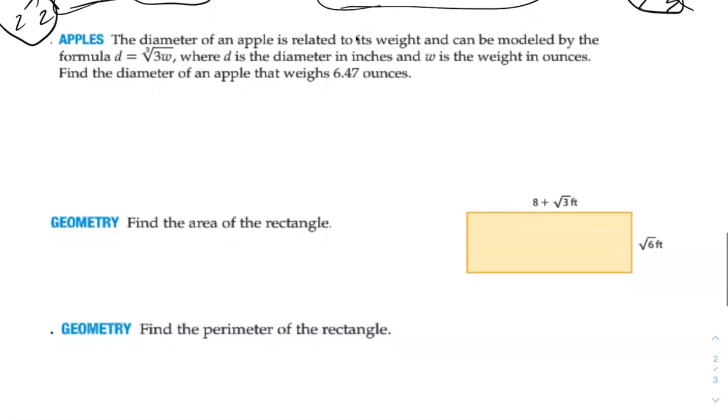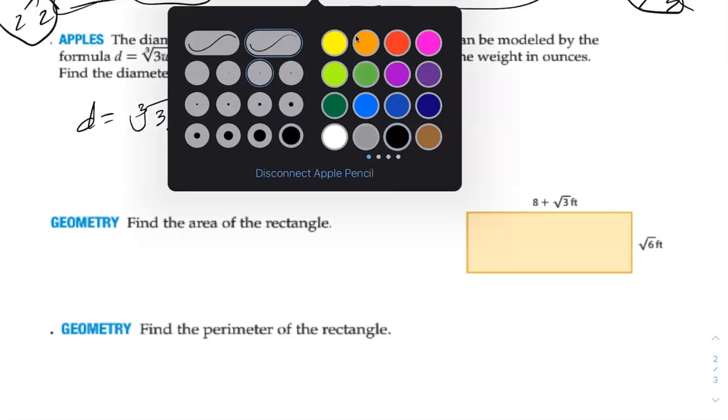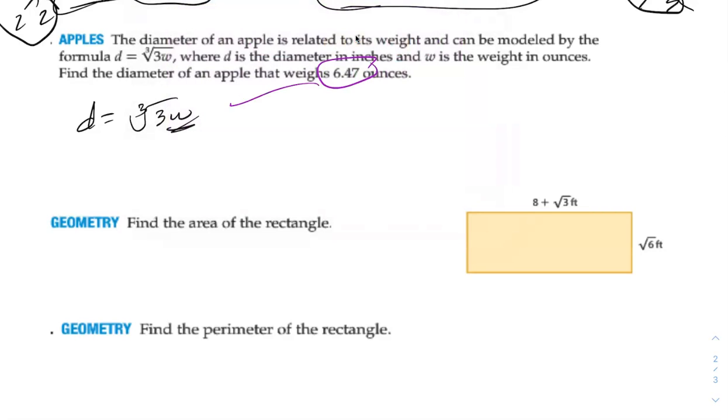Application problems. The diameter of an apple is related to its weight and can be modeled by the formula d equals that, where d is the diameter in inches and w is the weight in ounces. Find the diameter of an apple that weighs 6.4 ounces. So tell me how much it weighs already. So you just gotta sub it in. So let's plug that in. Cube root of 3 times 6.4 over 7.